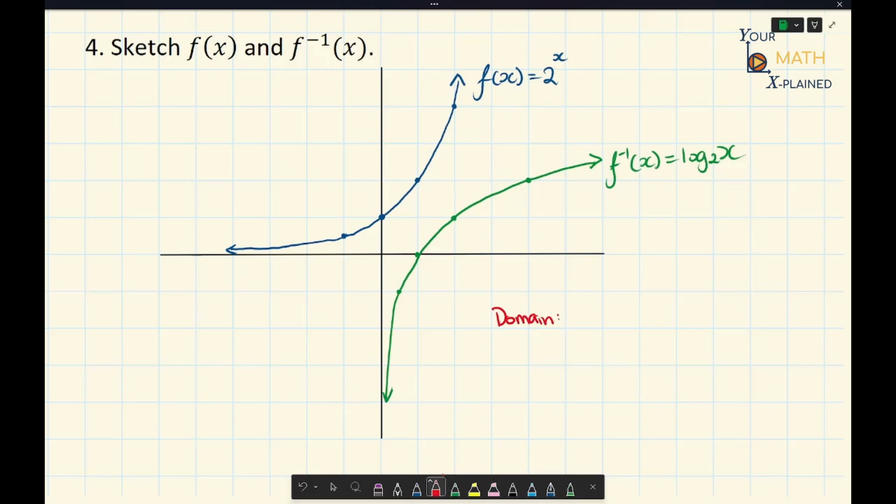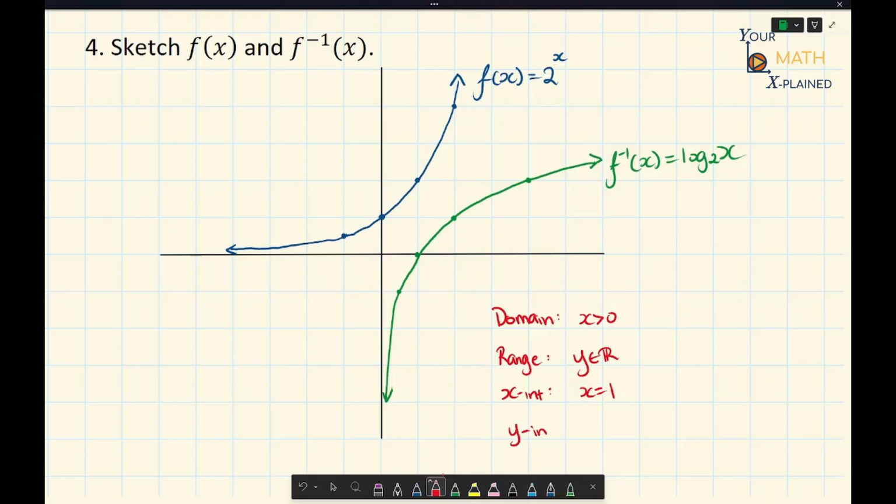We can see that our domain is x is greater than 0 because we cannot log a negative number. And then our range is y is an element of all real numbers. And our x-intercept is at x is equal to 1.